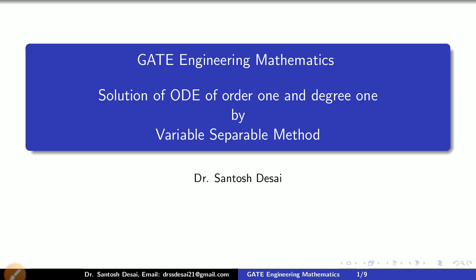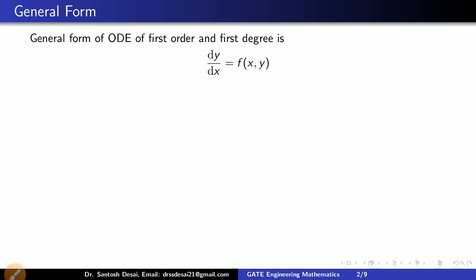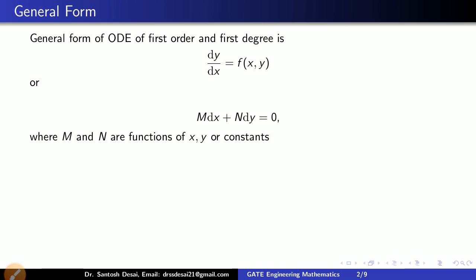Today I am going to discuss ordinary differential equation of order 1 and degree 1 and its solution by variable separable method. So let us start with the general form of the ordinary differential equation of order 1 and degree 1. Now the general form of this equation is dy by dx is equal to f of x, y or M dx plus N dy is equal to 0, where this M and N are functions of x, y or constants.